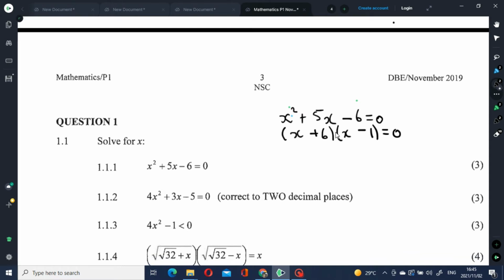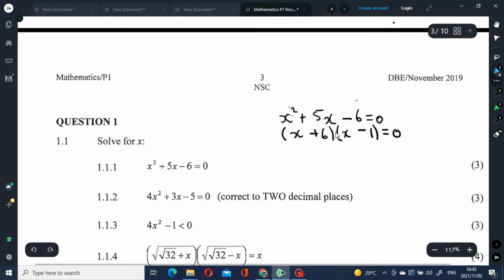And just take note that plus 6 and minus 1 should give you the middle coefficient, the coefficient of x, if you add them. But if you multiply them, plus 6 times minus 1, you should get the constant c, which is minus 6. So these factors seem to be right.